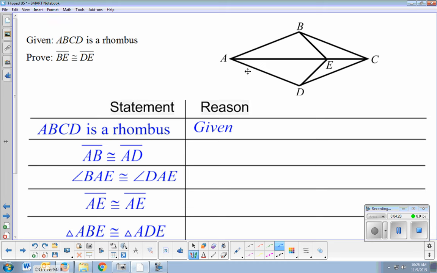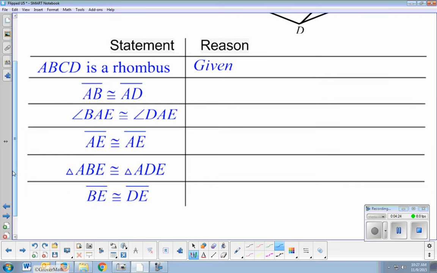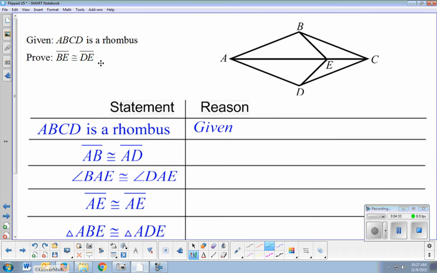ABCD is a rhombus. I want to prove BE is congruent to DE. And we know by now that that's going to be done with CPCTC. And I'm going to prove a couple of triangles. Now, when we have a CPCTC problem, we don't know which triangles we're trying to prove.